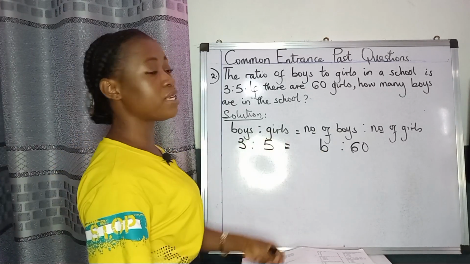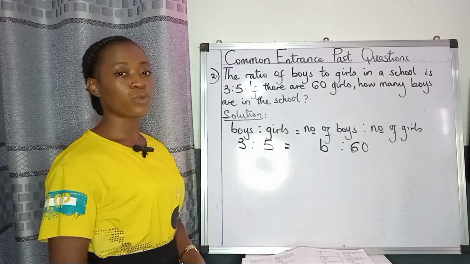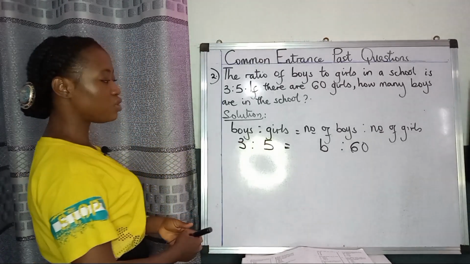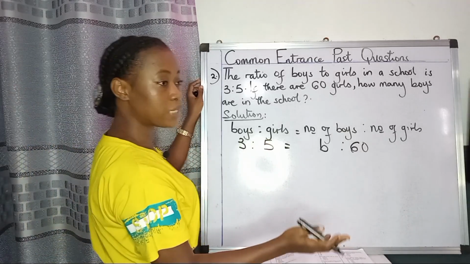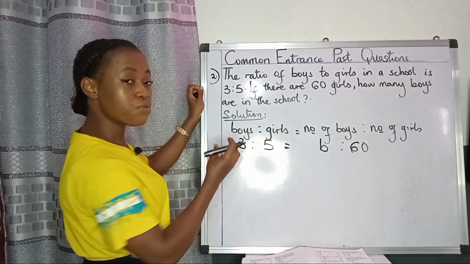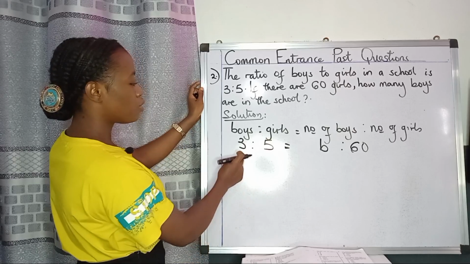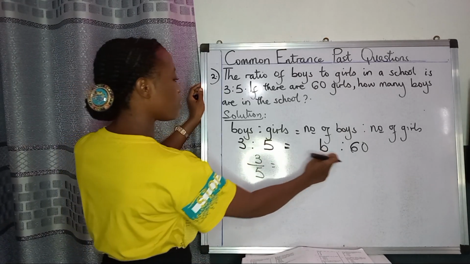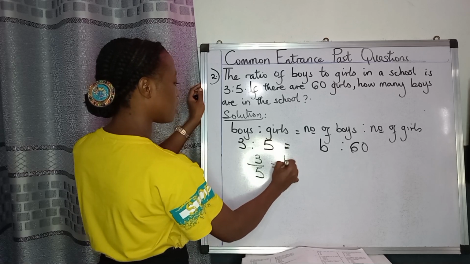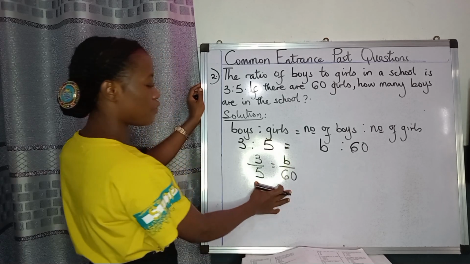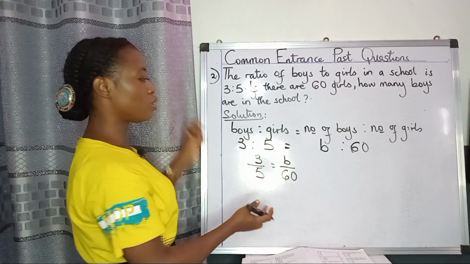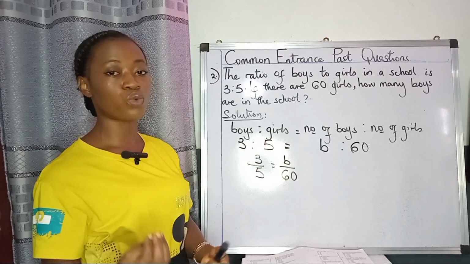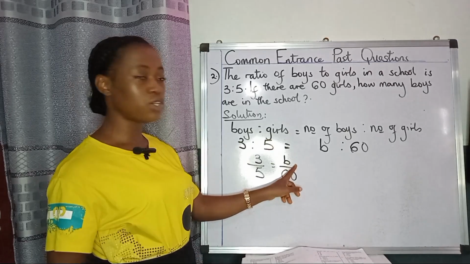Remember, this B is standing for the number of boys, which is unknown. All right? Now, there are two ways you can do this. Now, ratio can also be written as fractions, if you can remember. 3 ratio 5 can be written as 3 over 5. Now, B ratio 60 can also be written as B over 60. Now, if you look at this, we have formed an equation. You can solve this in different ways, but I will teach you two ways you can get the value of this B.